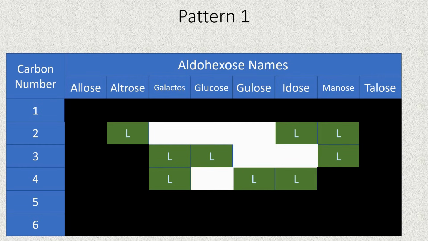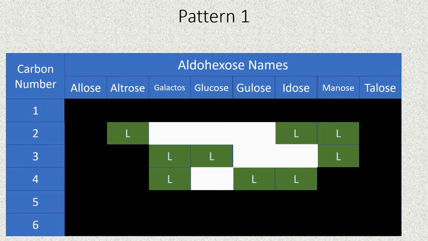First in carbon number 2, the pattern will be written from left to right, and then in carbon number 3 the pattern will be written from right to left, and in carbon number 4 the pattern will be written from left to right again. What about the blank spaces? In the second carbon the blank spaces will be 3, in carbon number 3 the blank spaces will be 2, and in carbon number 4 there will be only 1 blank space.